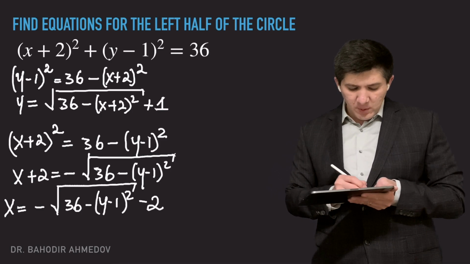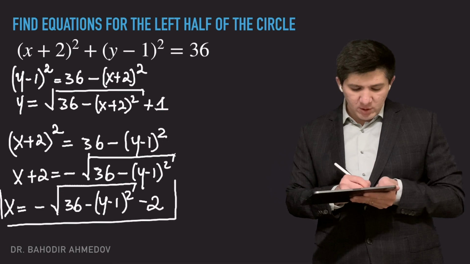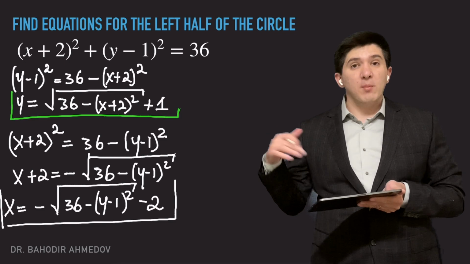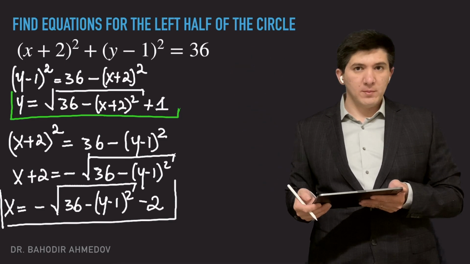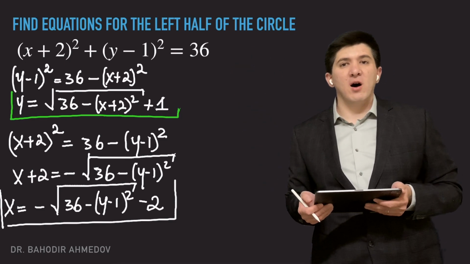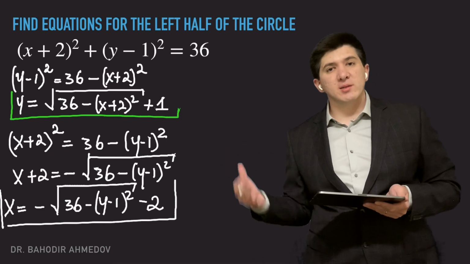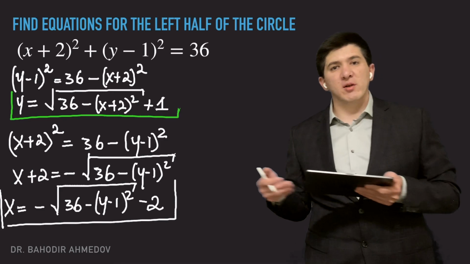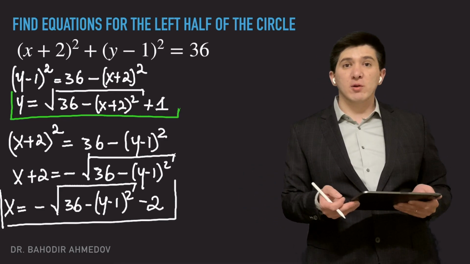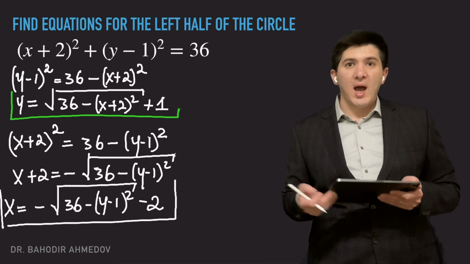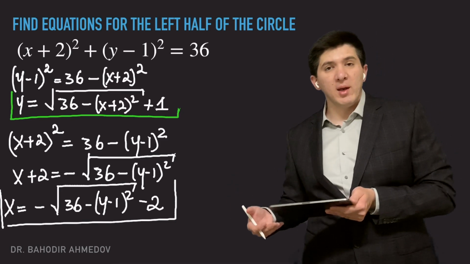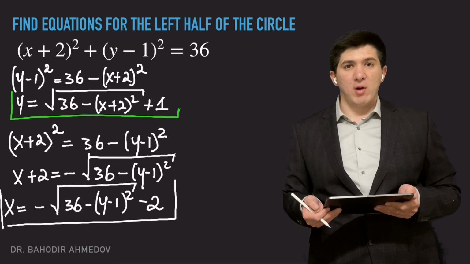So this is going to be the equation of a left half circle, and this is going to be the equation of an upper half circle. This is how we define the equations of semicircles. And also we've learned how to define the equation of a circle, how to find the center and the radius of a circle, how to bring the equation of a circle into the complete square form and identify those parameters of the circles.